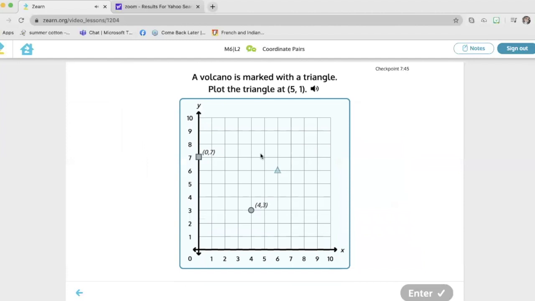Okay, I'm going to fast forward. A volcano is marked with a triangle. Plot the triangle at 5, 1. Well, I know x always comes first. So I'm going to start on my x-axis, and I'm going to go over 5. 1, 2, 3, 4, 5. And my y-axis is a 1, so I'm going to move up 1, and I'm going to drop off my triangle.